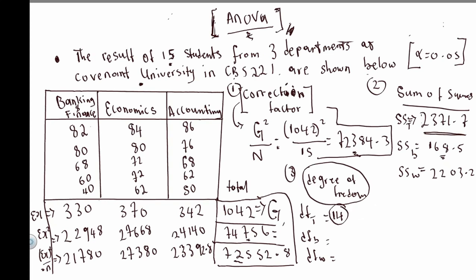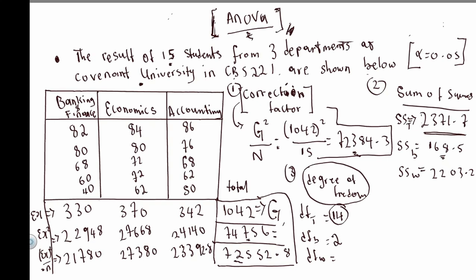Let's move on. Next is degree of freedom between, and of course for degree of freedom between, we're referring to the columns. So we have column 1, column 2, and column 3. The number of columns minus 1. So we have how many columns? 1, 2, 3. So that is 3 minus 1, which is 2.